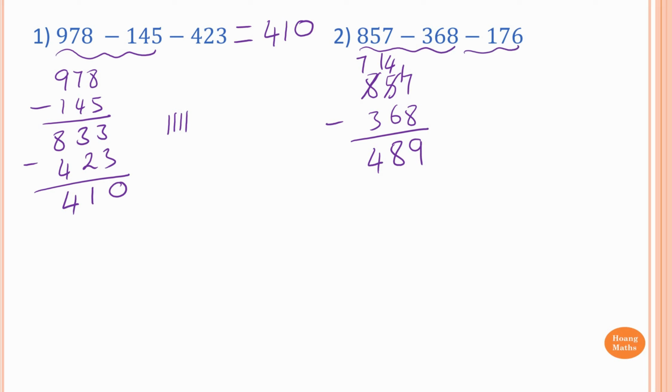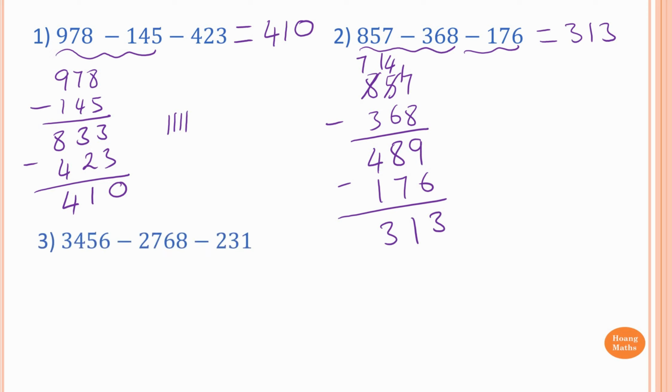Now we minus 176. So now what we do, we just do normal subtractions. So 9 minus 6, so it's 3. 8 minus 7 is 1. And then 4 minus 1 is 3. So the answer is 313.